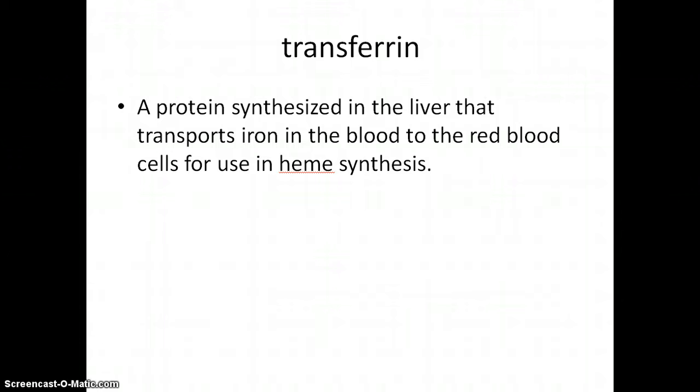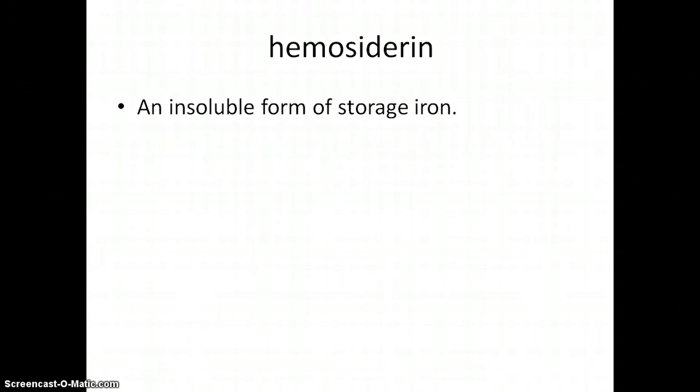Transferrin is a protein that's made in the liver, and it transports iron to the red blood cells. The patient that we think of with this as a problem is your cirrhosis of the liver patient that has damage to the liver and they're not able to make this protein that can be used.